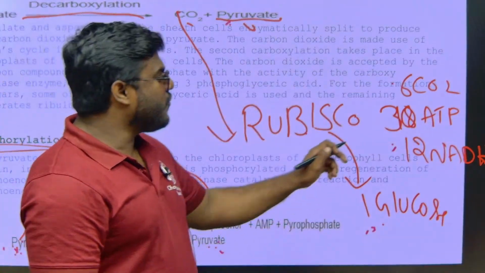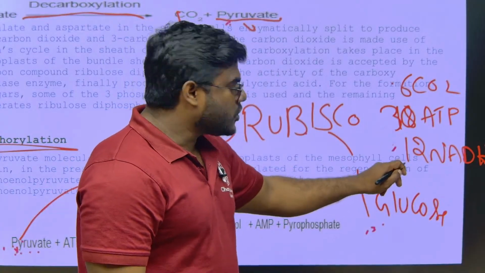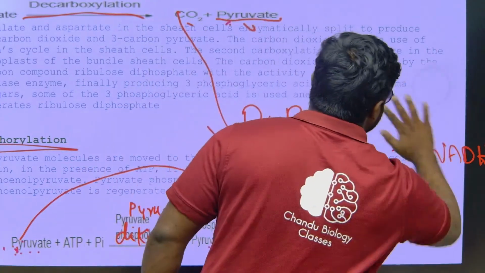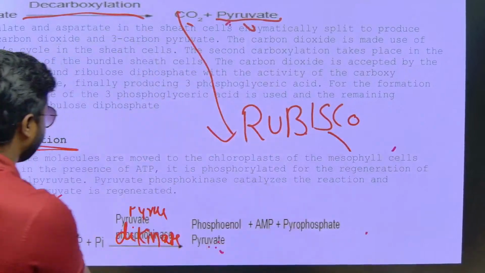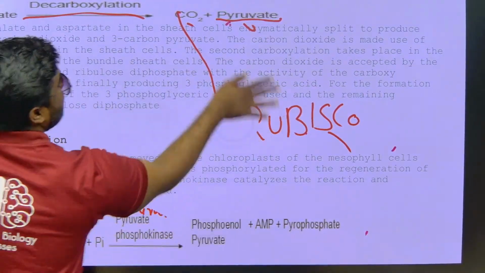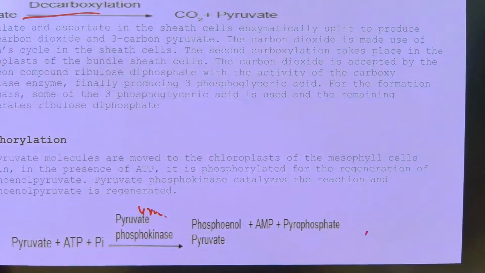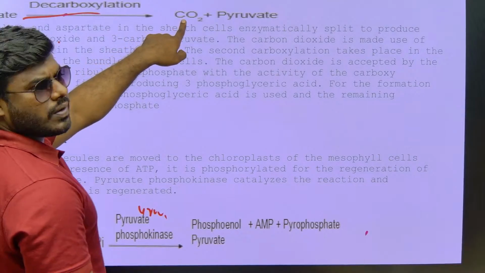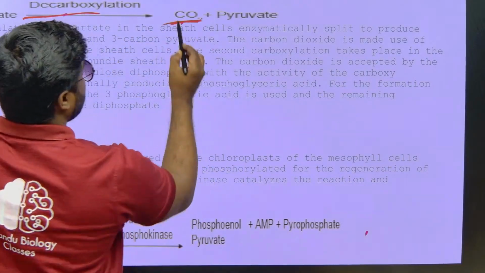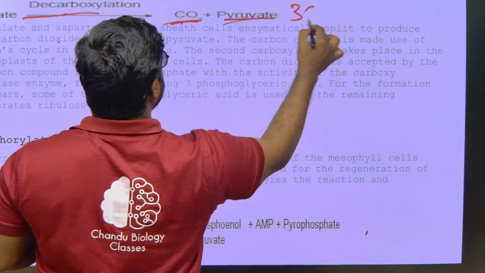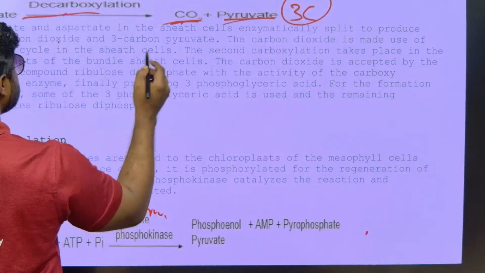So in C4 we use 30 ATP, 12 NADPH. No need to be confused. Look into the picture very correctly. Till this step it is very clear. Malate, how many carbon? 4 carbon. It undergoes decarboxylation, breaking down into carbon dioxide and production of 3 carbon, which is pyruvate. Now this carbon is taken by?